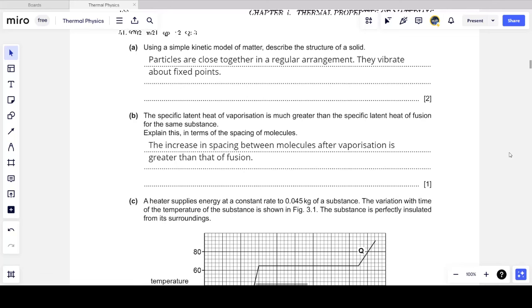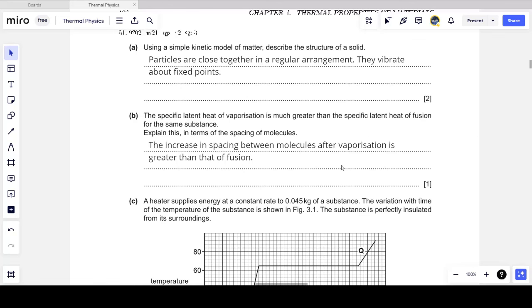And so even though liquids can flow, they are still constrained and still confined to flow with the surrounding molecules. And so the increase, the difference in spacing between molecules after vaporization is greater than the difference in spacing after fusion has happened, or after melting has happened. And so that's the way you would answer this question.